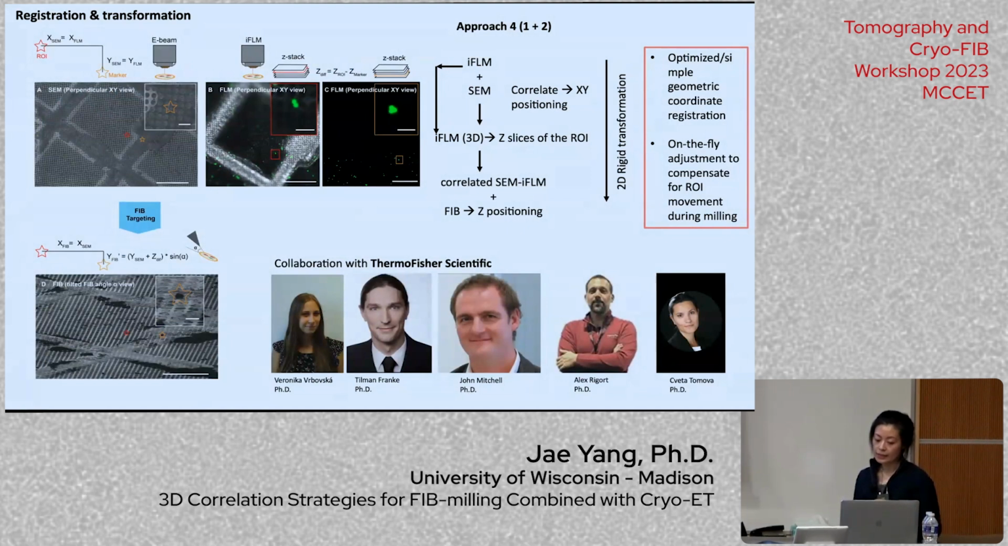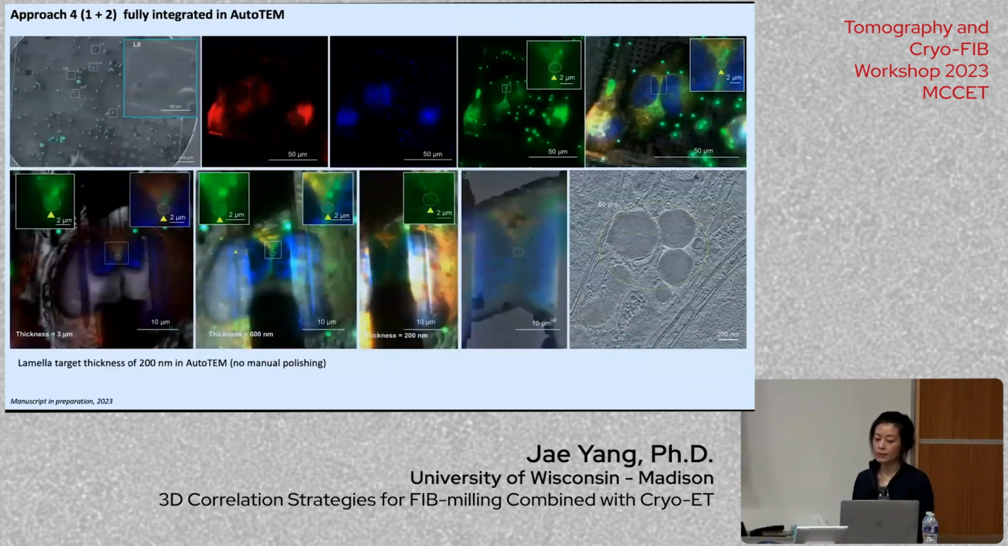In this process, you correlate iFLM with SEM, and then you get your XY positioning. Then you use the Z-stack information from your iFLM 3D stack to fine-tune your Z positioning. There are a lot more details, but you can see from the schematic that everything plays very well using the geometric transformation. Finally, you position where to FIB. By doing it this way, we are able to pinpoint where we want to collect.